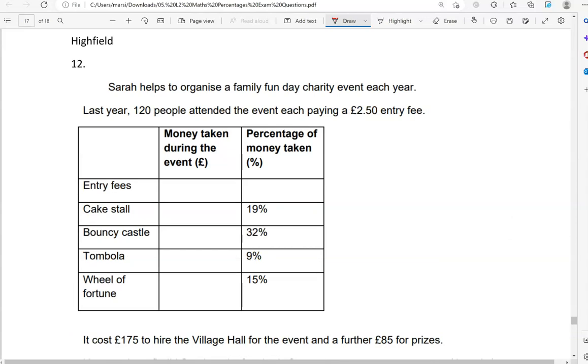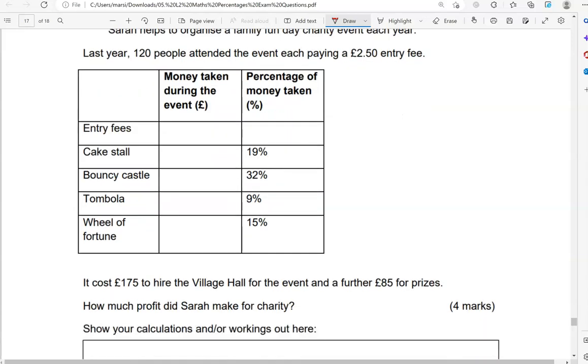Sarah helps to organize a Family Fun Day charity event each year. Last year, 120 people attended the event, each paying a £2.50 entry fee. It cost £175 to hire the village hall for the event and a further £85 for prizes. How much profit did Sarah make for charity? Show your calculations and workings out here.